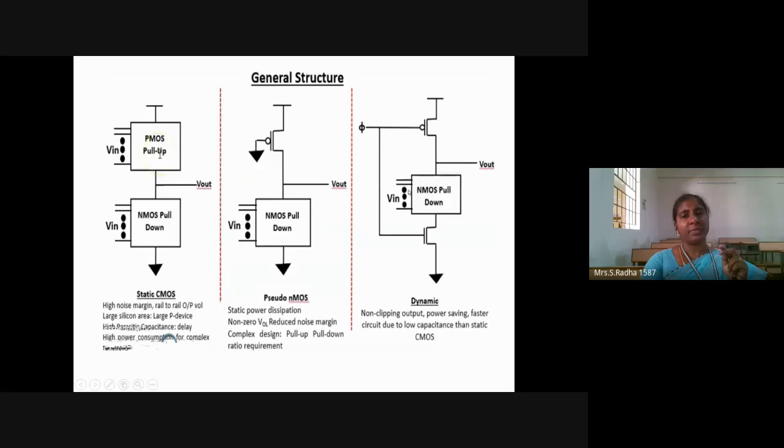In dynamic CMOS, instead of a pull-up network, we use one PMOS and one NMOS, and we give a clock signal. Alternately, this PMOS and NMOS will come to the on state. Clock means 0 and 1. Whenever the clock is 0, the PMOS will switch on. Whenever the clock is 1, the NMOS will switch on. Like that, we make the circuit operate. By this, we reduce the number of PMOS transistors, and get power saving and a faster circuit due to lower capacitance than static CMOS, with a non-clipping output. Like that, there are some advantages in dynamic CMOS circuits.